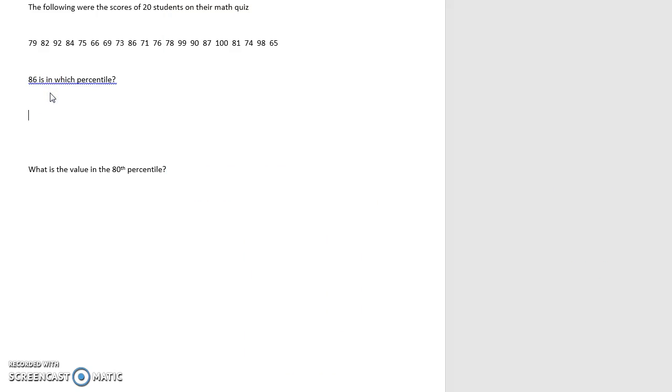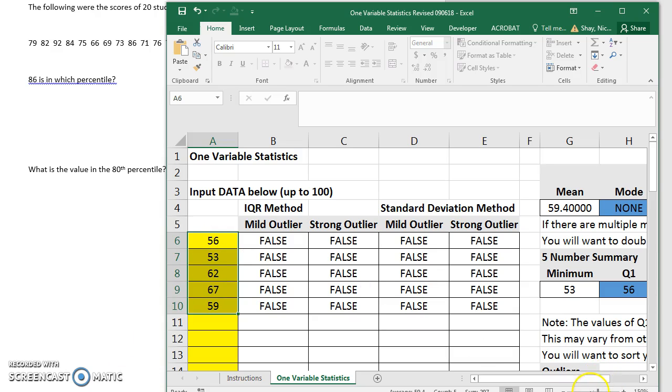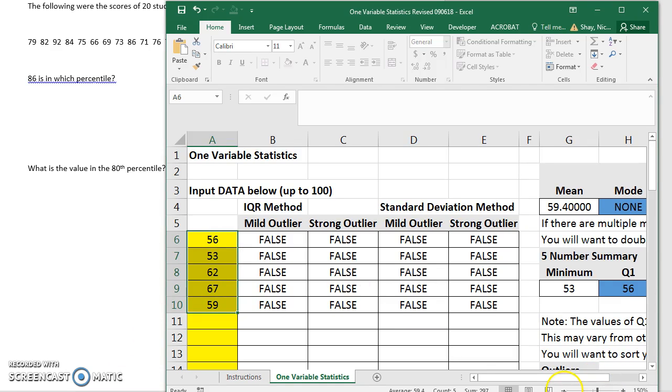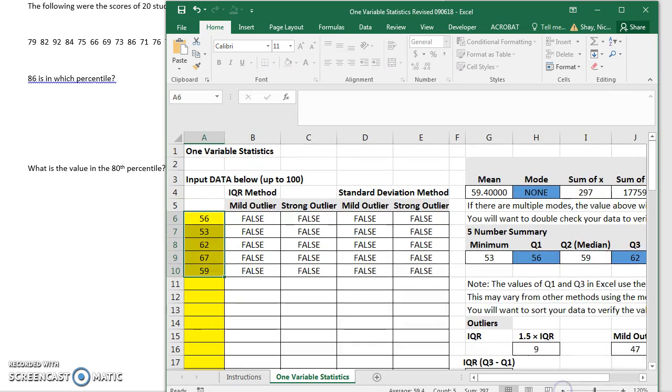So we're going to take a look at percentiles. This says the following were the scores of 20 students on their math quiz. As you can see, these data values are currently not in order. So what I'm going to do first is put these into my one variable statistics spreadsheet, and we're going to sort it.